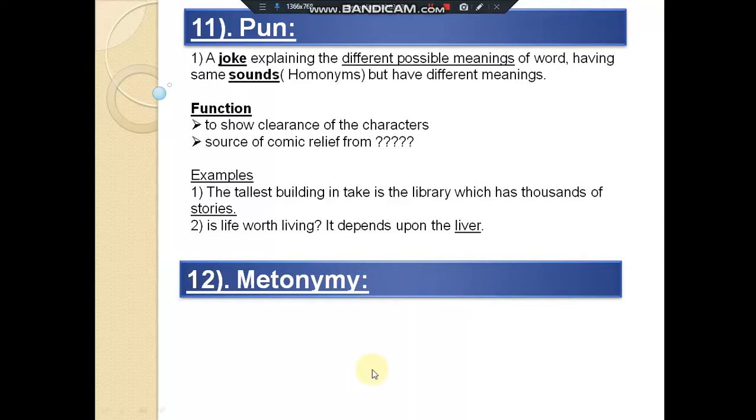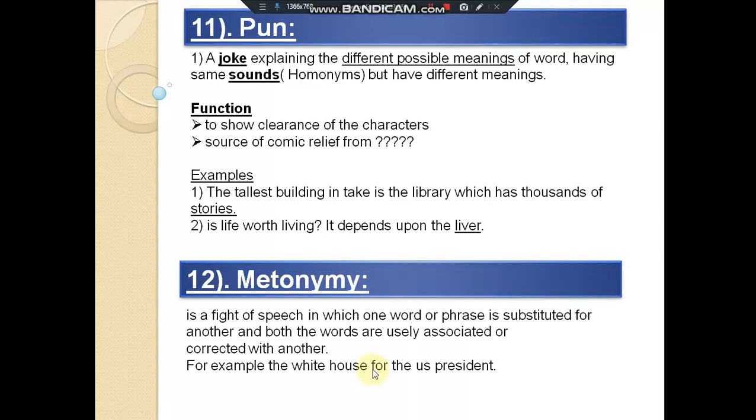Then the next one is metonymy. Metonymy is a figure of speech in which one word or phrase is substituted, is used for another expression, and both the words are closely associated with one another. It means you are using one word in place of another expression, and both have a link together.